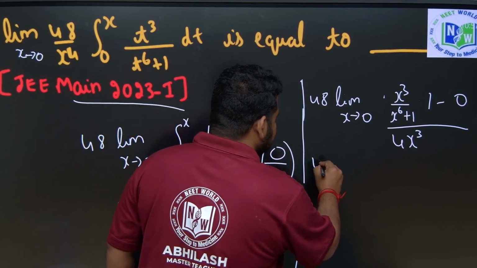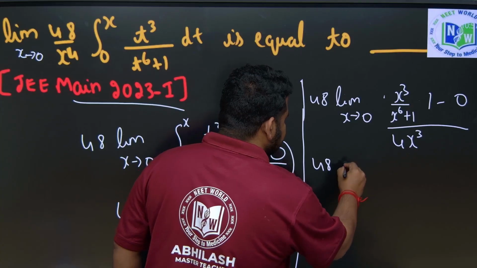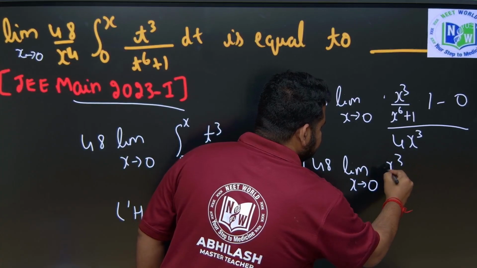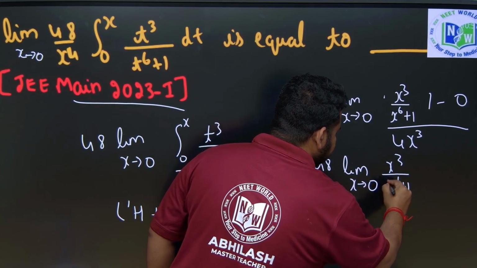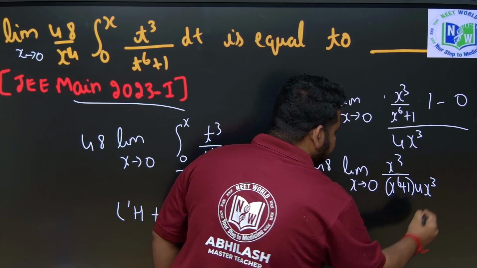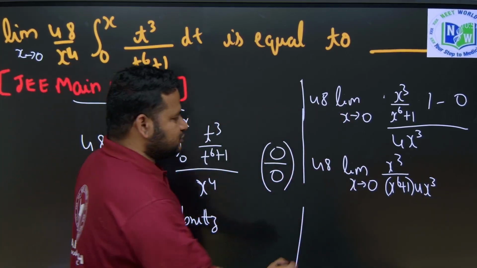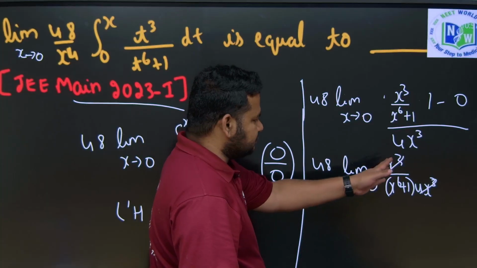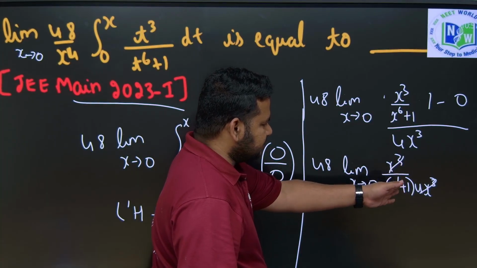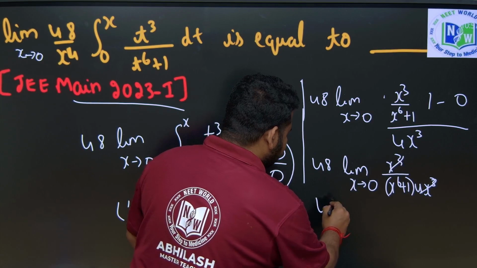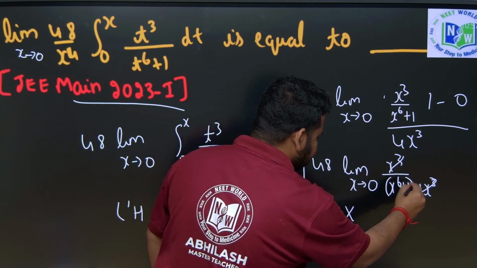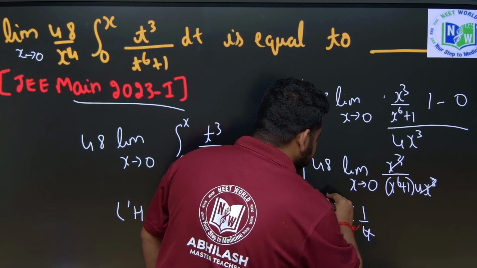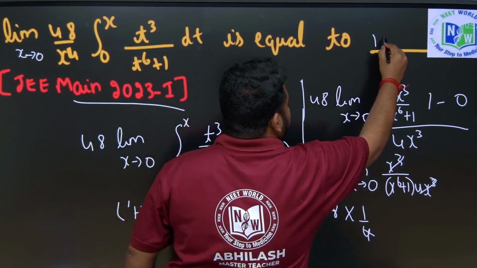So this will become 48 into limit x tends to 0, x cube by x to the power of 6 plus 1 into 4x cube. So what do we get? x cube cancels. If I put 0 for x, I will get 1 by 1, so 1 by 4 is left. So 48 into 1 by 4, this value is 0 plus 1 into 4, that is 4 itself. 48 into 1 by 4, 4 twelves are 48. So the answer to this question is 12.